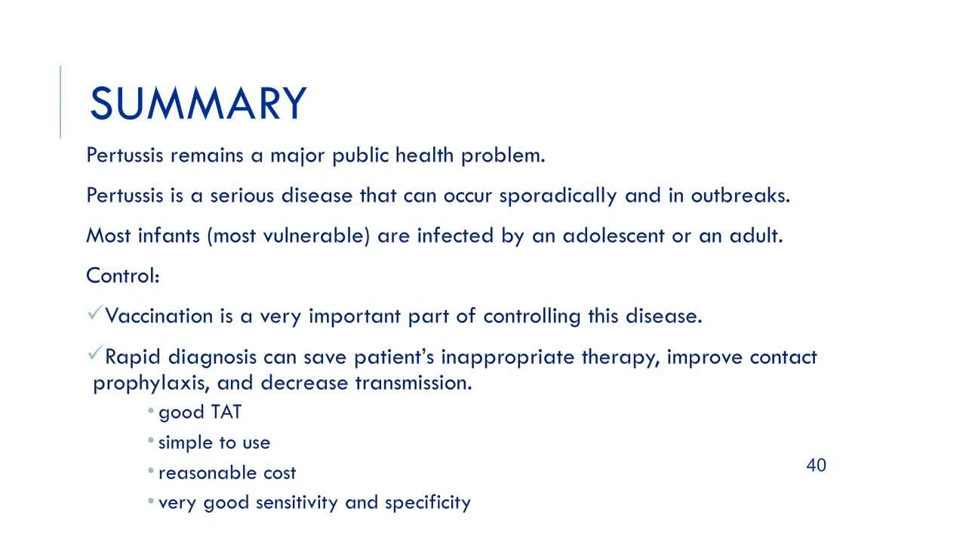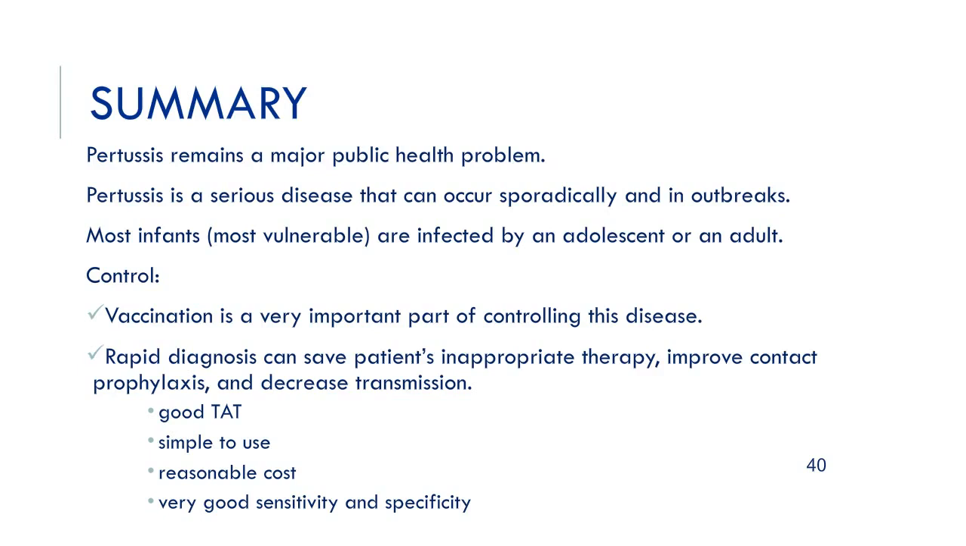So in summary, pertussis remains a major public health problem that has started to rebound and surge again over the last 10 years. Pertussis is a very serious disease that we know can happen sporadically as well as in outbreak situations. And again, as I stated previously, the infants are our most vulnerable population to this disease. They are the ones that suffer the most from debilitating disease, end up being hospitalized, and unfortunately, they usually get this infection from an adolescent or from an adult.